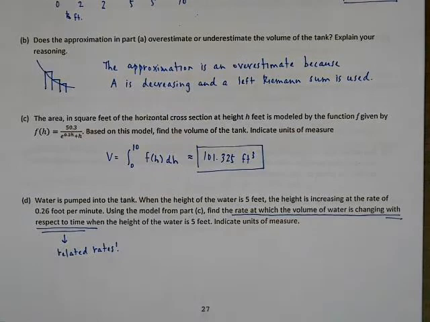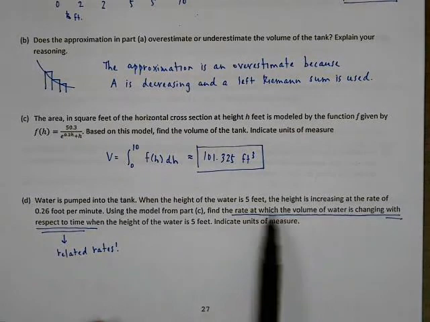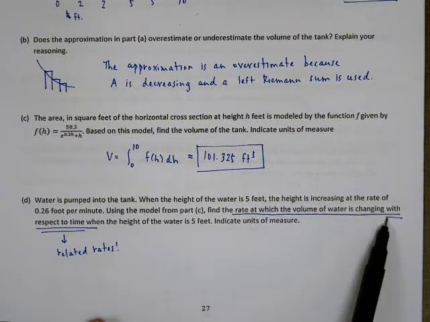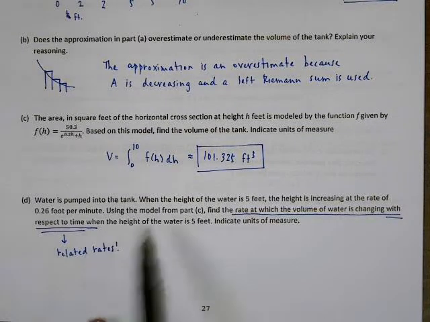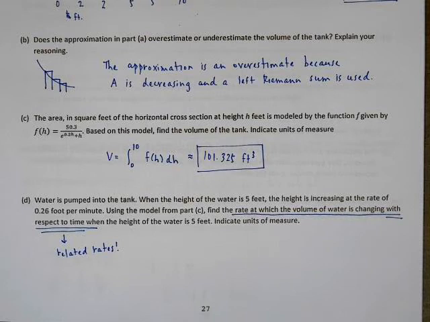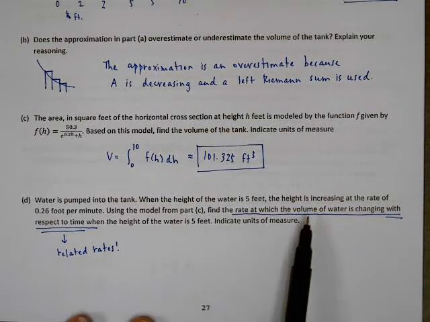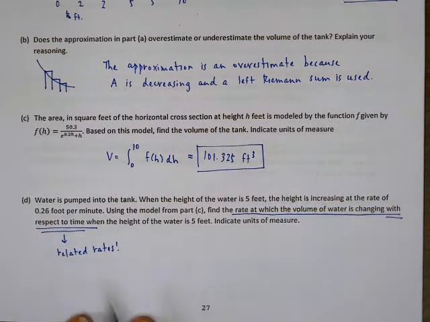So here's what we need to do. I'm asked to find the rate at which the volume of the water is changing with respect to time when the height of the water is 5 feet. So the first thing I need to do is relate the volume to the height.